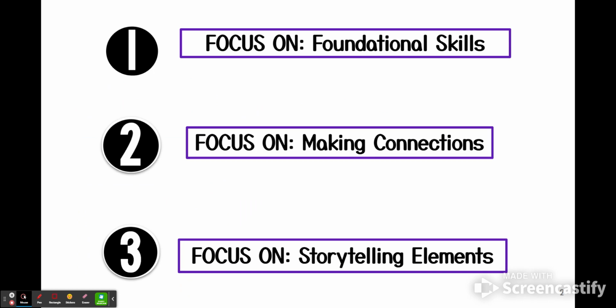This presentation will focus on three key ways to use a read-aloud. Of course, there are more than three, many more than three, but we're going to focus on these three first. First one is focusing on foundational skills. Second is focusing on making connections. And third, focus on storytelling elements.